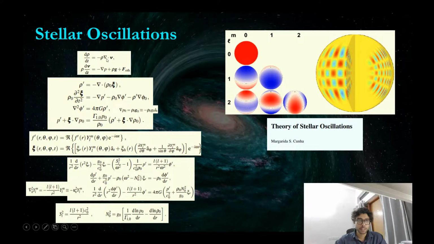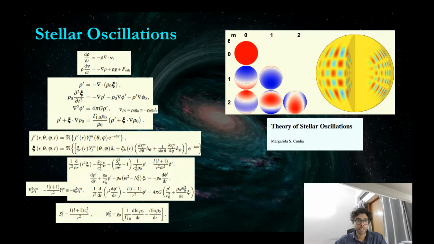So this is the simple equation of continuity and the Euler equation that we are going to solve. And along with that, we also know Newton's gravity equation, right? Which is del squared phi equals 4 pi G rho, right? So these three will be our basic equations.